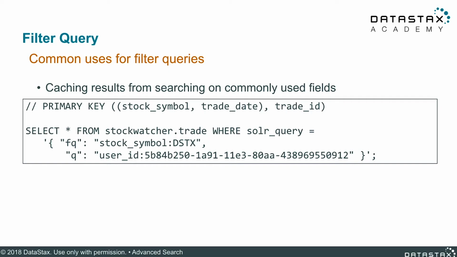What are some use cases where the filter queries can be useful? Fields that are commonly searched against and that have low cardinality values are great candidates to be used as filter queries. In this example, we're searching for stock trades for a given stock symbol and a given user. Stock symbol has relatively low cardinality values, whereas user probably has high cardinality values. In other words, there might be thousands of distinct stock symbol values, but there are potentially millions of users in our data. So it's much more likely that a given stock symbol would be searched against multiple times rather than a given user being searched against multiple times.